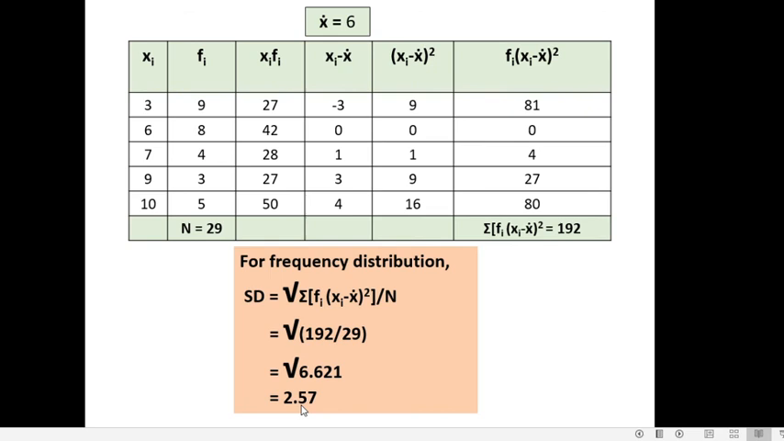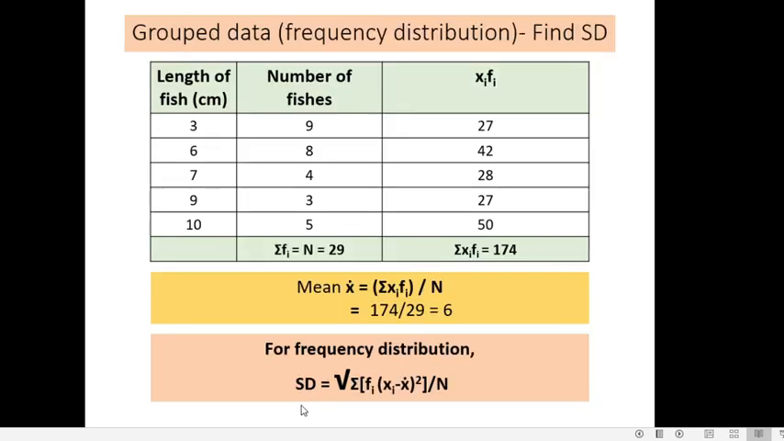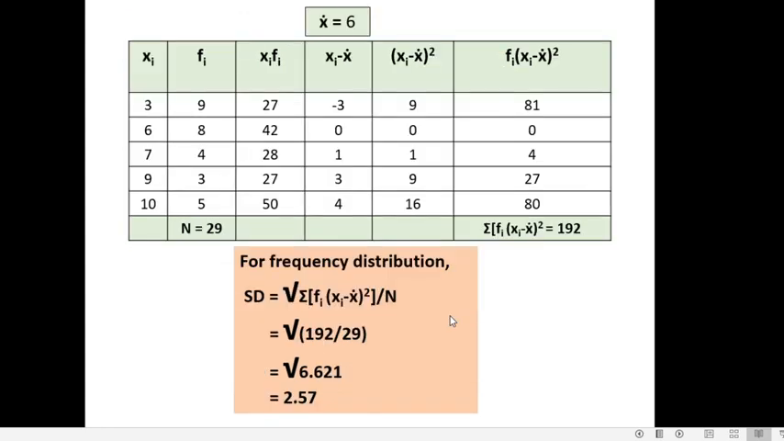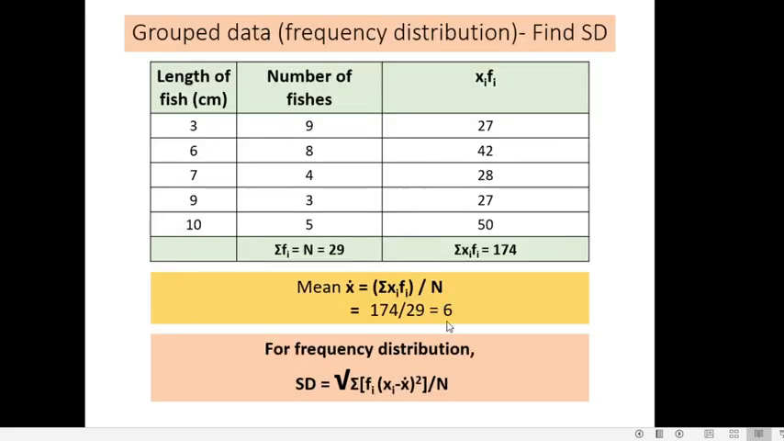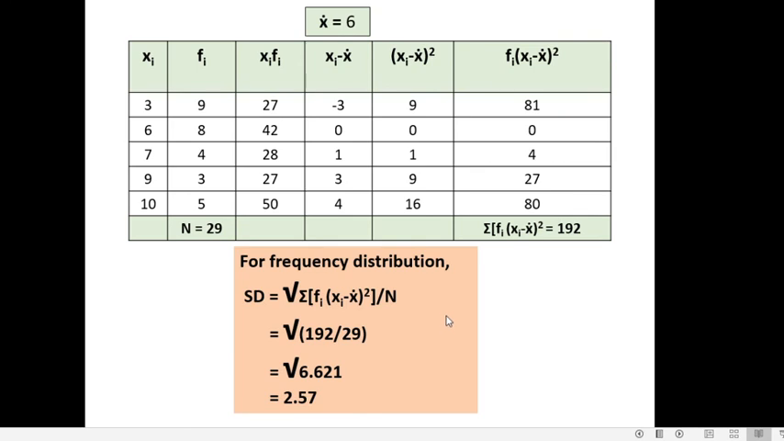So, how do we represent the value? The average is represented as mean plus or minus SD. What is mean? 6. What is SD? 2.57. So, the answer will be 6 plus or minus 2.57. That is how the whole range differs.